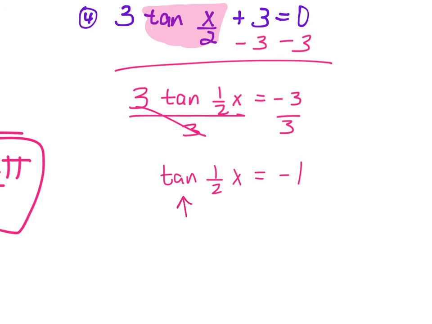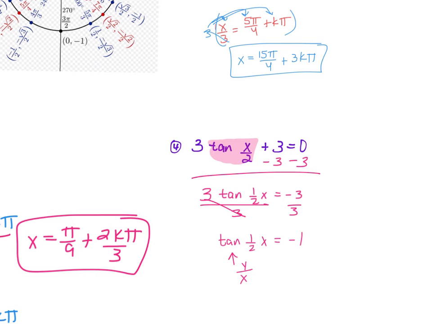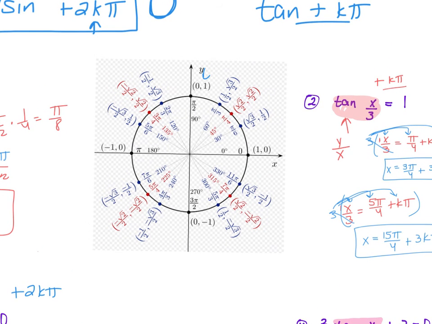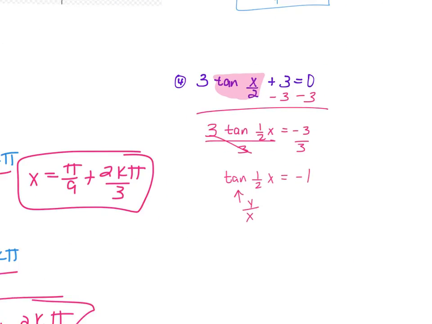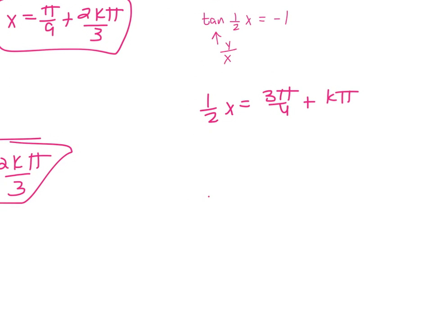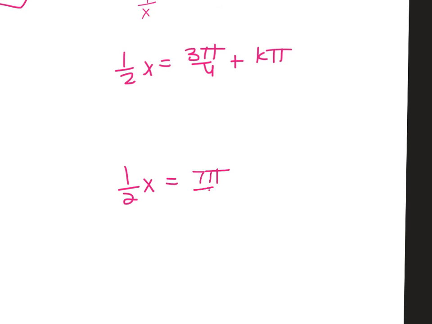So reminder, tangent is y over x. So where on my unit circle would my tangent be -1? That would be at 3 pi over 4 and at 7 pi over 4. So we have 1/2 x equals 3 pi over 4. And since this is tangent, it's plus k pi. Then I have 1/2 x equals 7 pi over 4 plus our k pi.